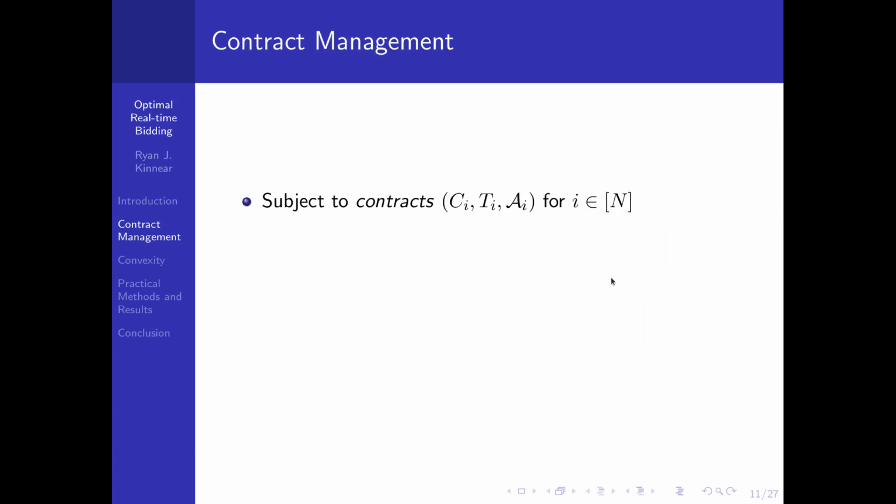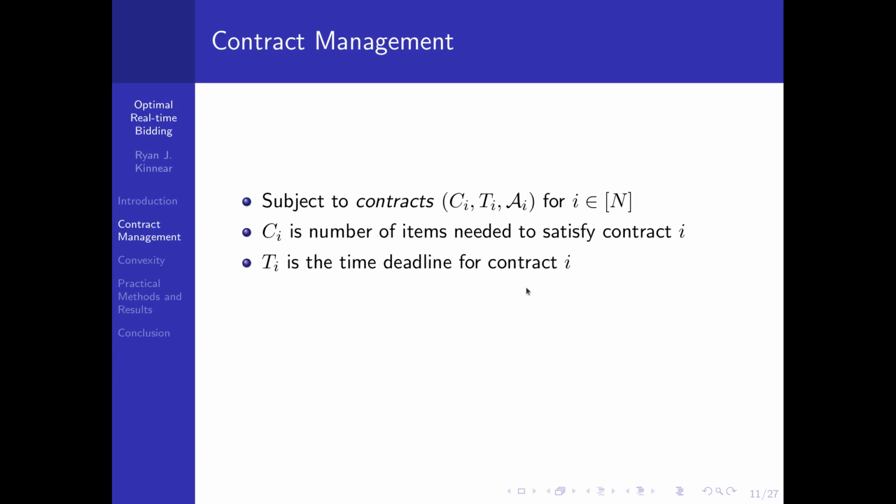an optimization problem. So the DSP, who is acting on behalf of advertisers, they're subject to what I'm referring to as contracts. So a contract, of which there will be capital N of them, and I will denote a contract by i, the DSP is required to obtain C_i items of some specified types, which is defined by A_i, by a time deadline T_i. Okay, so C_i is the number of items needed to satisfy contract i. T_i is the time deadline, and A_i, which is a subset of all the available item types, is the targeting set. So winning items of a type contained in the targeting set contributes towards fulfilling the contract.